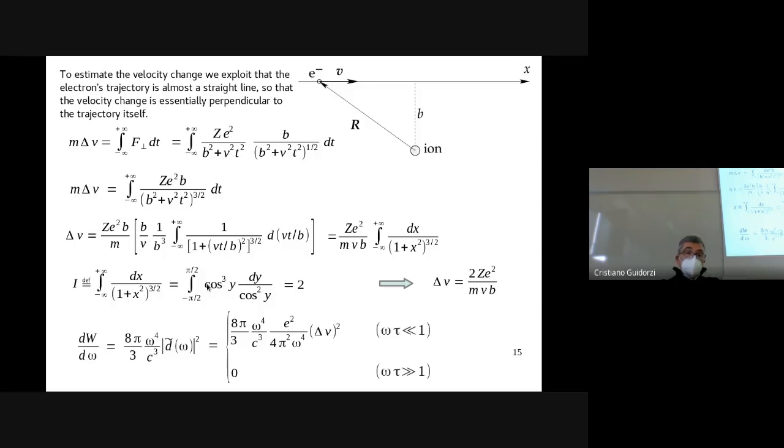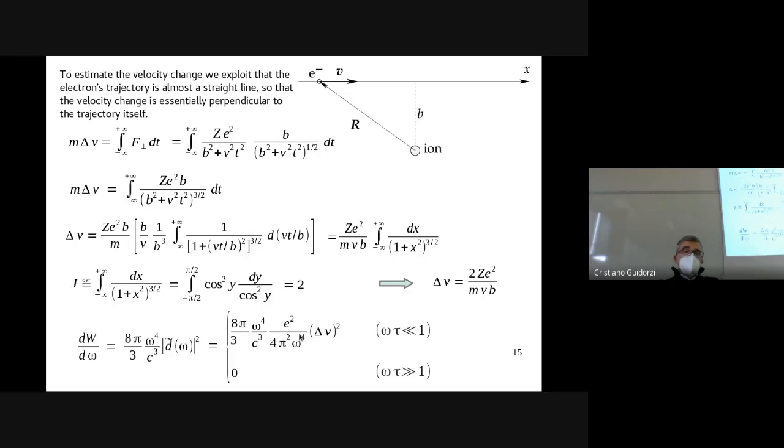But d tilde is what we got in the previous slide. So in the two opposite regimes, depending on the strength of the term omega tau, what we have to do is just replace the value of delta v into this.